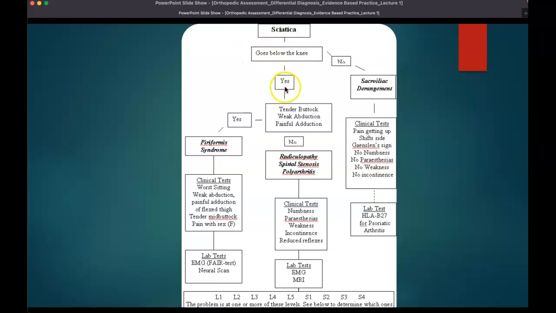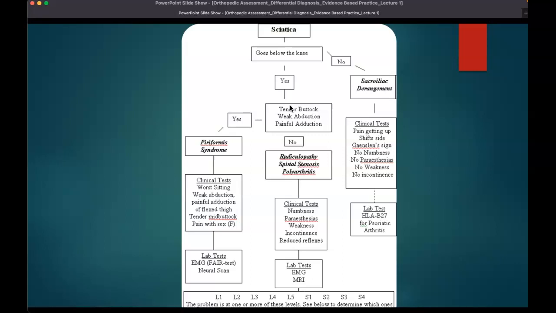If the answer is yes, then we have to ask a follow-up question to that, which would be, do you have tenderness to palpation in the gluteal region? Are you weak with abduction? Do you have pain with adduction, active contraction, passive stretch? If the answer is yes, then we're thinking more muscular, piriformis syndrome, a thick piriformis maybe compressing on the sciatic nerve as it crosses into the gluteal region, right? If the answer is then no, then we're thinking maybe it's a lumbar disc pathology.